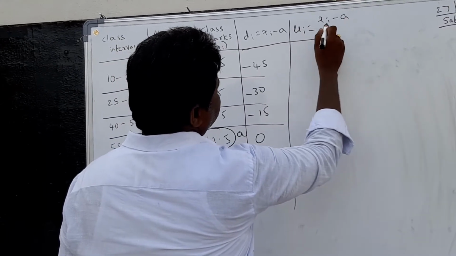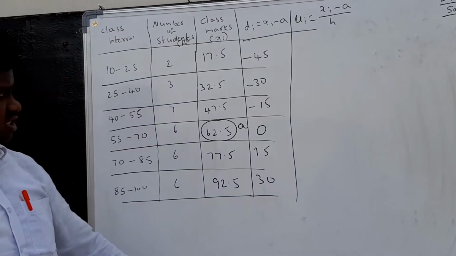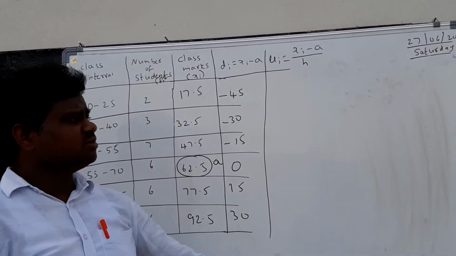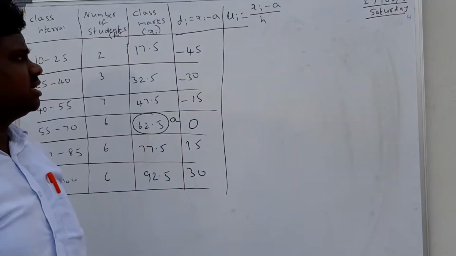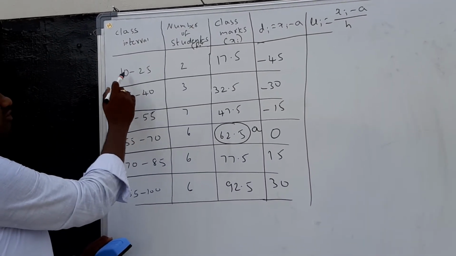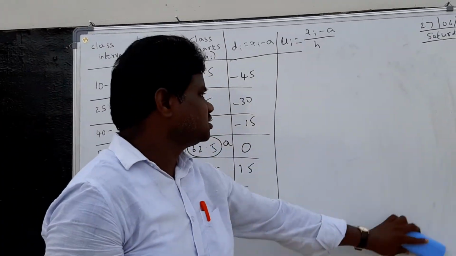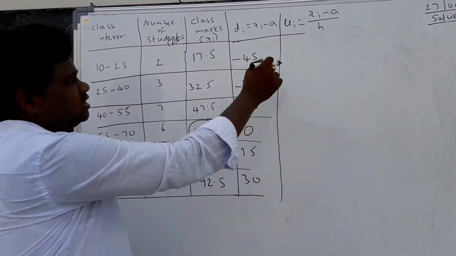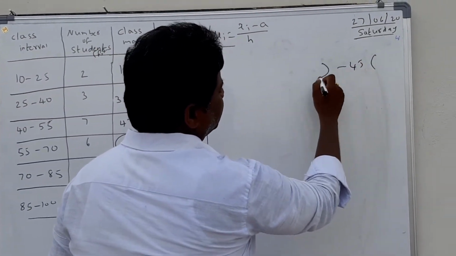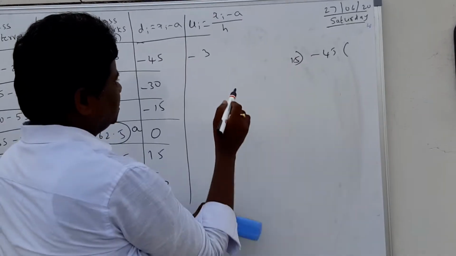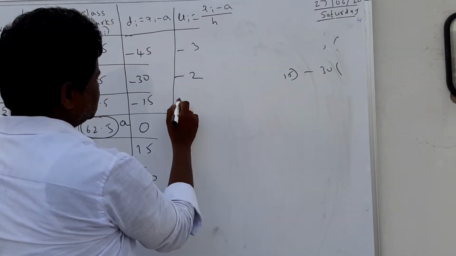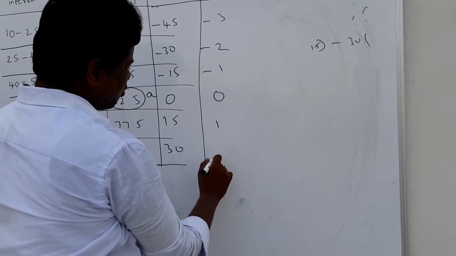ui is equal to xi minus a by h. Here h is nothing but the class size. If you observe, each class has size 25 minus 10, which is 15. That means we have to divide all these values by 15. So minus 45 divided by 15, you will get minus 3. Like that, minus 30 divided by 15, you will get minus 2. This is minus 1, 0, 1, 2.